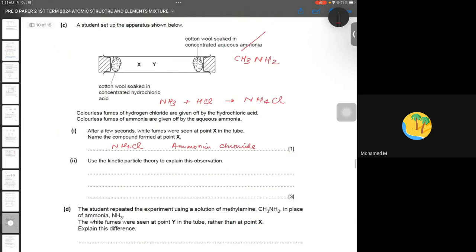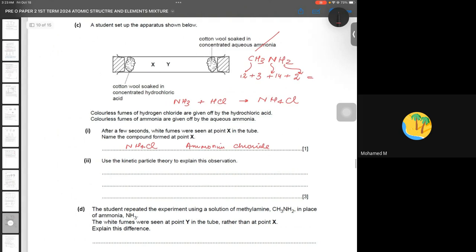So ultimately, carbon is 12, hydrogen is 3, then nitrogen is 14. Then again, I have two hydrogen atoms. Can you sum this up? 12 plus 3 is 15, plus 14 is 29. 29 plus 2 is 31. So this is 31.